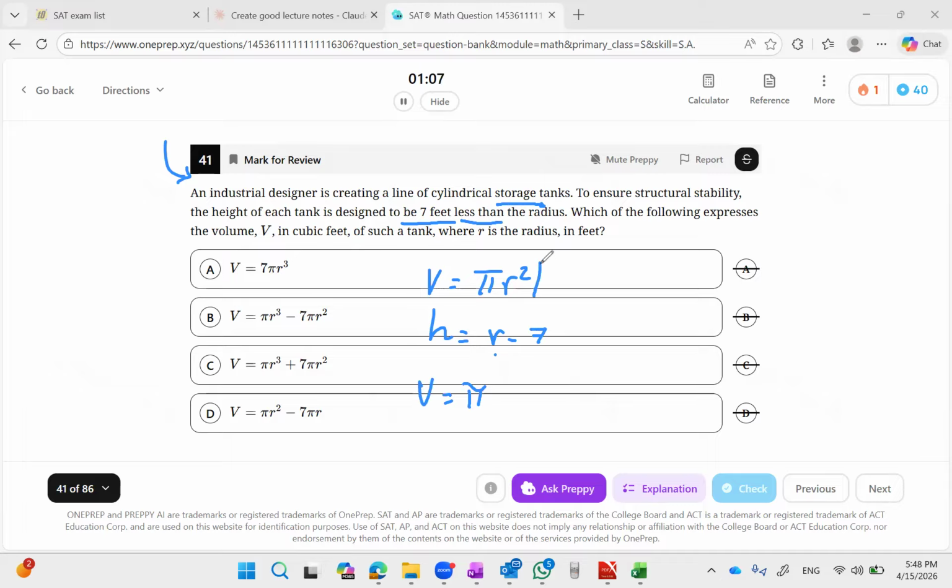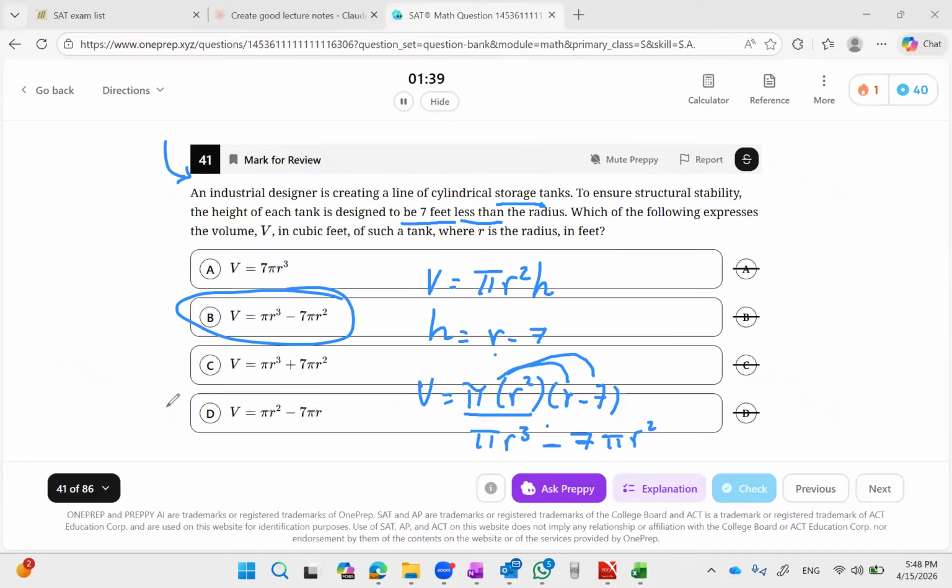Pi r squared h, sorry, I forgot h. So r squared and r minus 7. Sorry, it's not a square, what am I doing. So what is pi r squared times r? Pi r to the power 3 minus. What is pi r squared times 7? 7 pi r squared. So what is the volume? That's B.